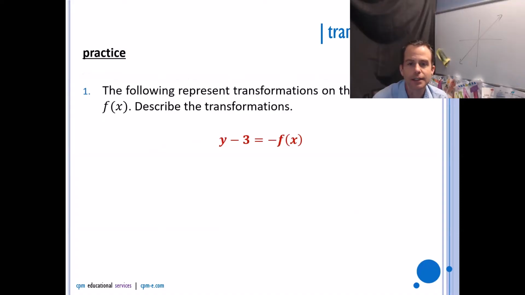We've got number 1: the following represents transformations on the function y equals f of x. Describe the transformation. Most of us probably want to write this in terms of y first. So we're just going to bring that -3 over and call it a +3. That would look like y equals negative f of x plus 3. So there are two statements you would want to make here.